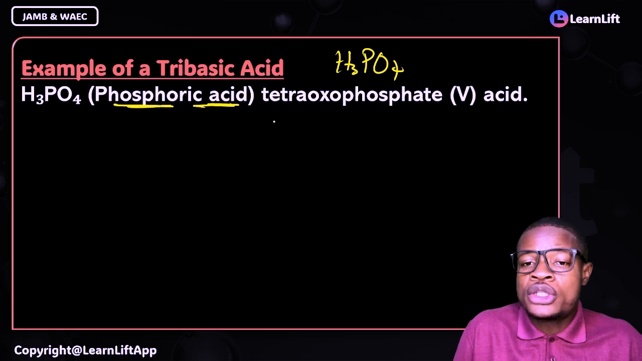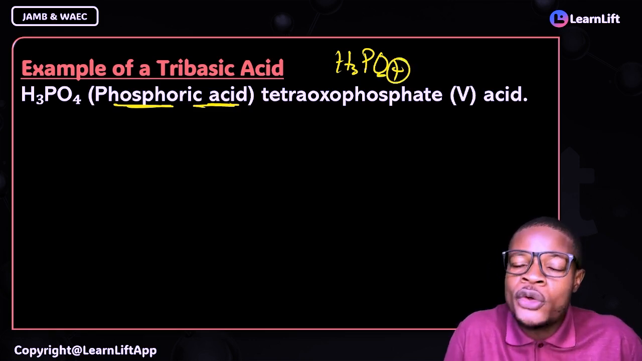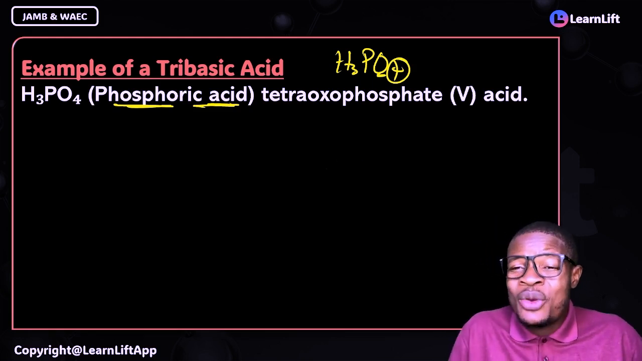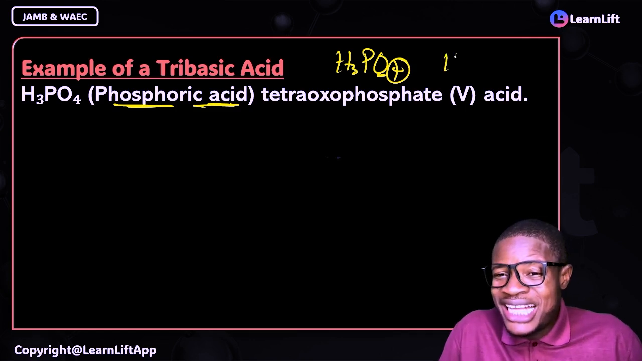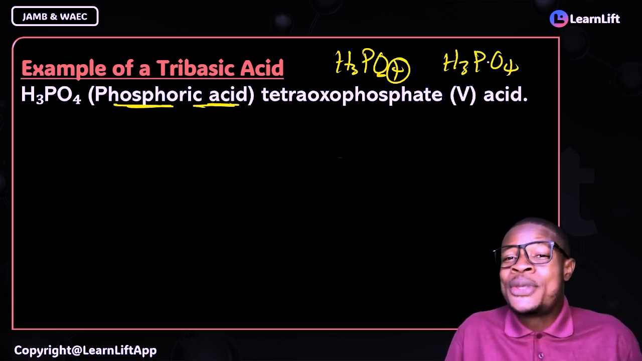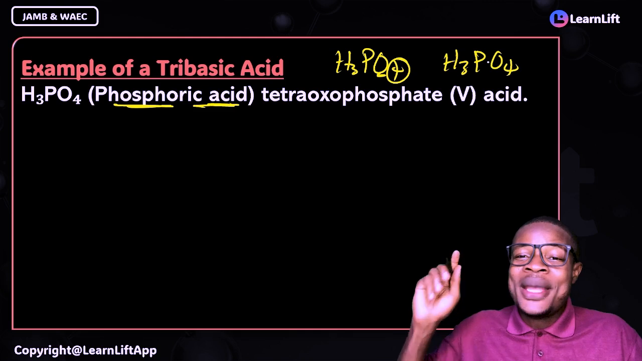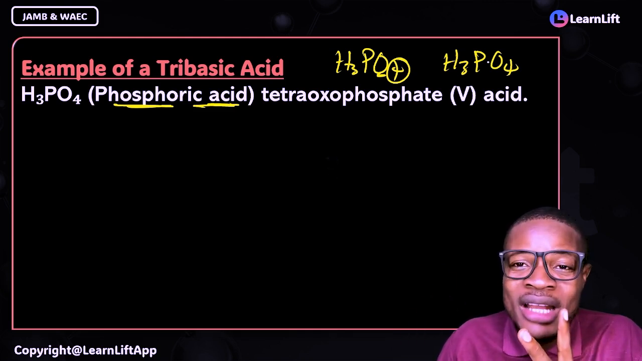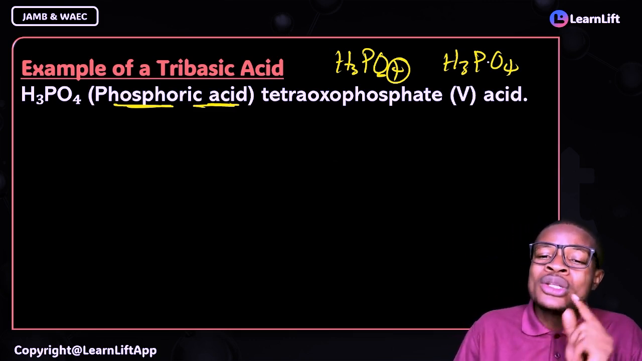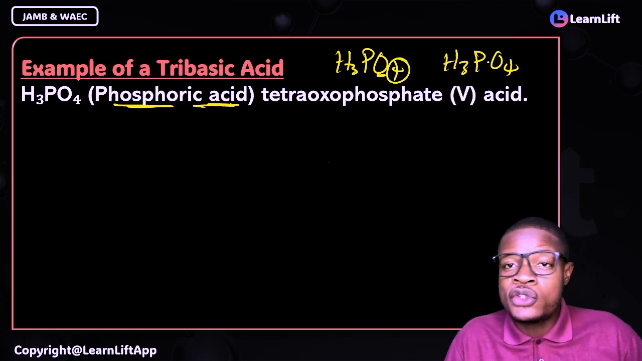H3PO4 is your what? Your tetraoxophosphate 5 acid. Under exam condition, when some people just read it, bam, they just see H3PO4. They don't even care whether it's SO4 that is there or PO4. They just rush, bam, tetraoxosulfate acid. They just rush basicity, it is 2, and then they fail it like that. This guy is your H3PO4. It is called your tetraoxophosphate 5 acid, right? Or your what? Your phosphoric acid.